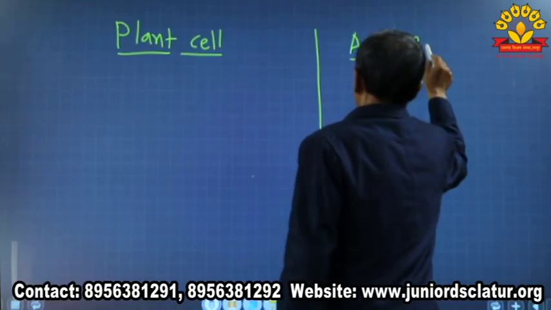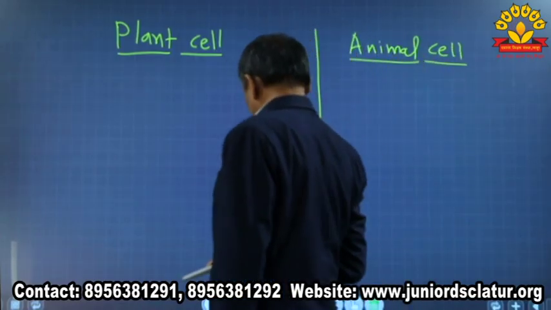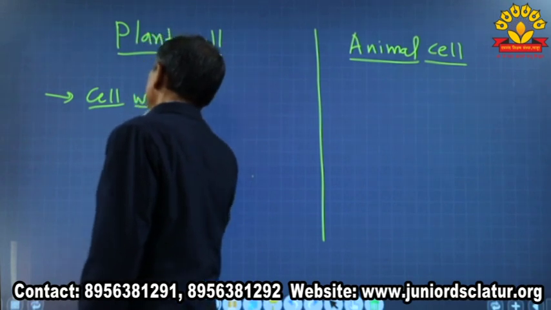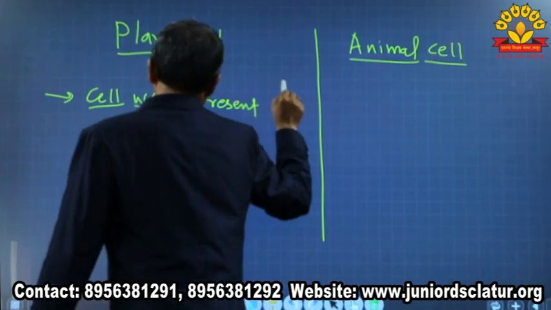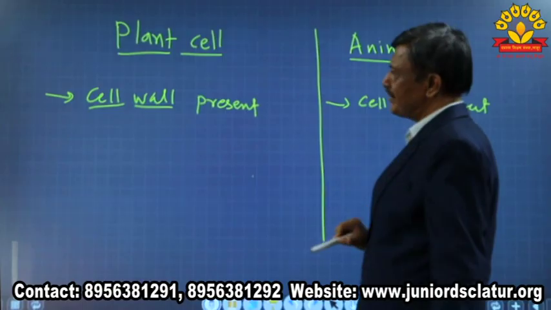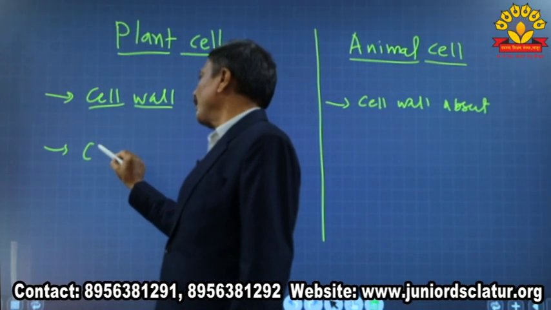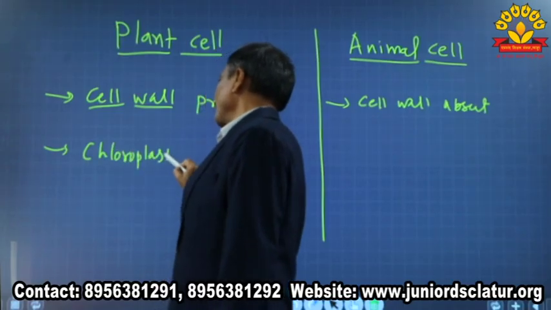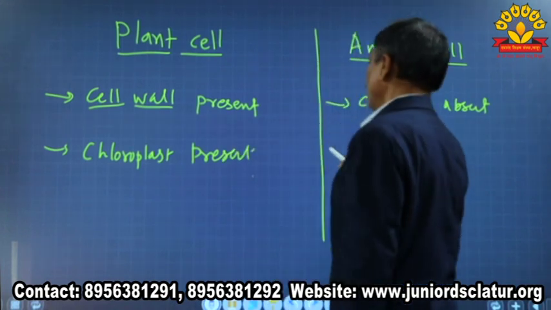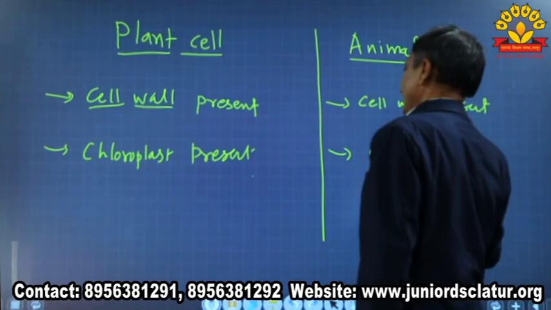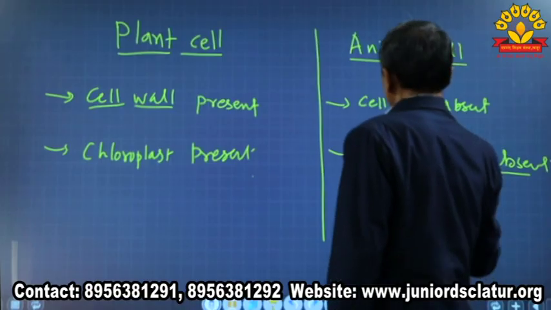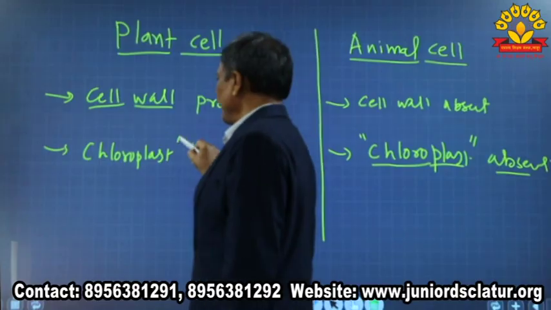You can see the plant cell has a covering around it, which is known as a cell wall. In the case of the plant cell, cell wall is present. In the case of the animal cell, cell wall is absent. What are the other differences? In the plant cell, plastid or chloroplast is found present, and in the case of the animal cell, this chloroplast or plastid is absent, except Euglena. Euglena has plastid, but other animals do not have this plastid named chloroplast.